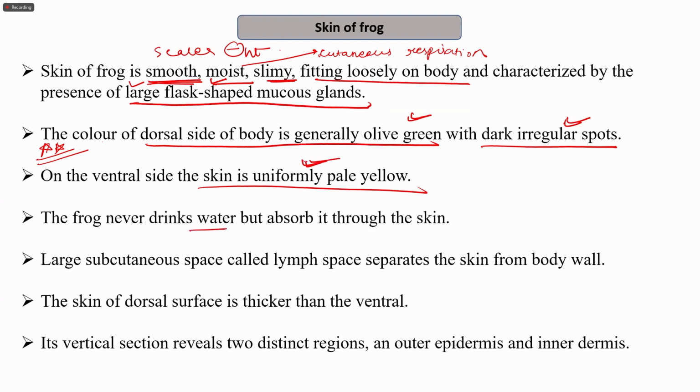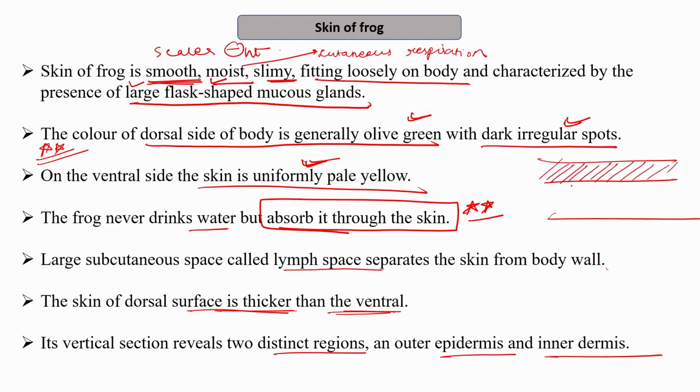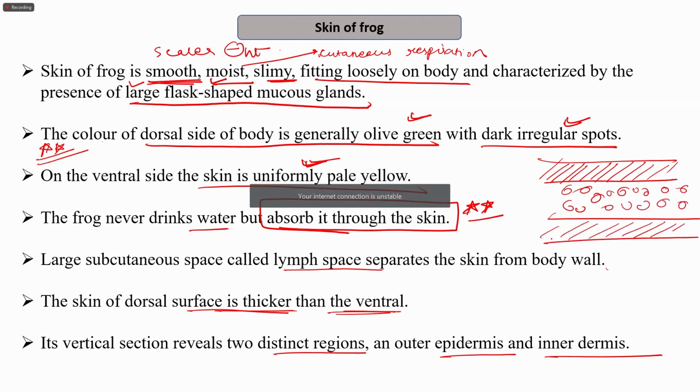The frog never drinks water, but it absorbs it through the skin. This is important. A large subcutaneous space called the lymph space separates the skin from the body wall, and the skin of the dorsal surface is thicker than the ventral. The vertical section reveals two distinct regions: an outer epidermis and the inner dermis, which is attached to the subcutaneous area. This is the subcutaneous region. This is the dermis.